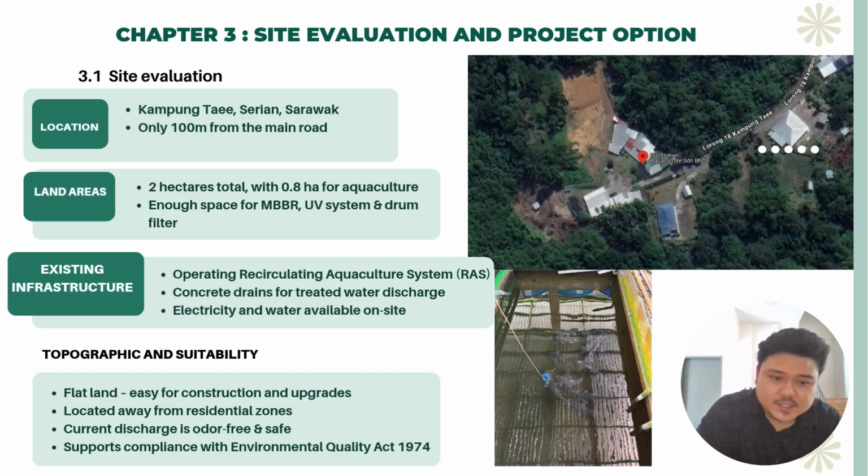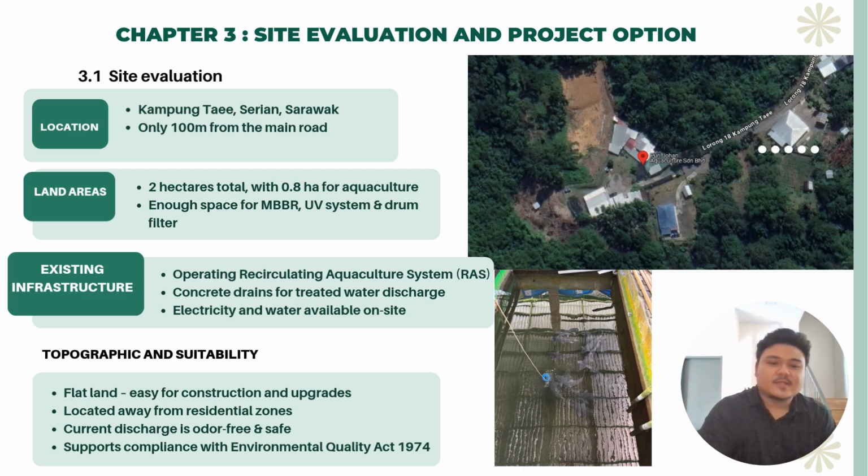For our site evaluation, we look at the current location of Puri Johan Ampurau Aquaculture, which is situated at Kampung Tai, Serian, Sarawak. The site is ideal for aquaculture because it's just about 100 meters from the main road, which allows easy access for transportation of fish, equipment, and supplies. This accessibility is important not just for daily operation but also for expanding distribution to nearby markets and restaurants.